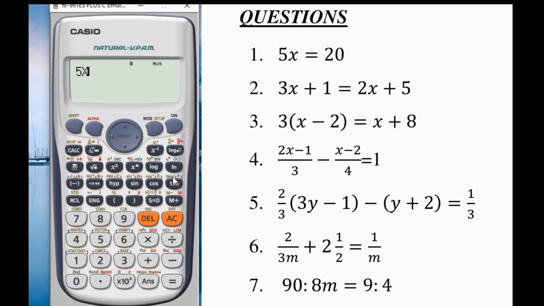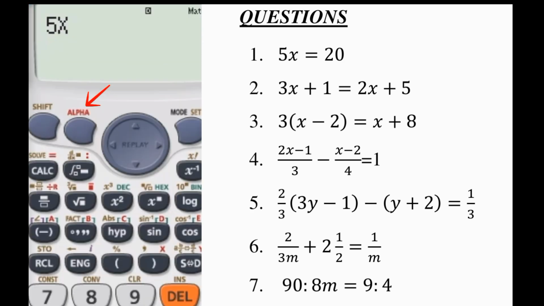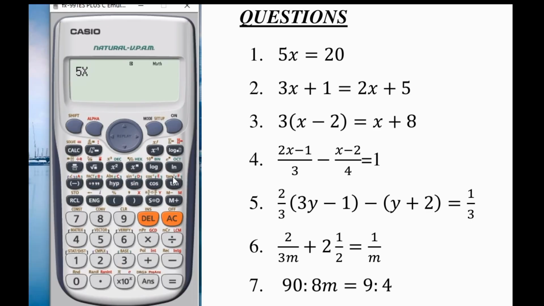So for the x, we'll use the combination alpha and bracket close to input that. Why? Because the alpha and the x are of the same color. The alpha is red and the x is also red. So that is the 5x. So we have 5x equals 20.